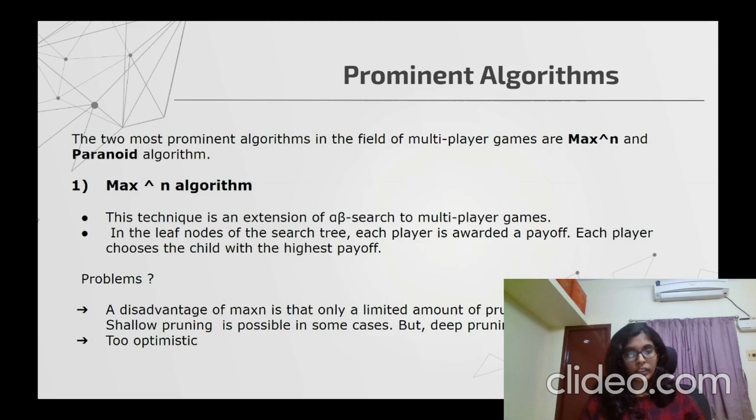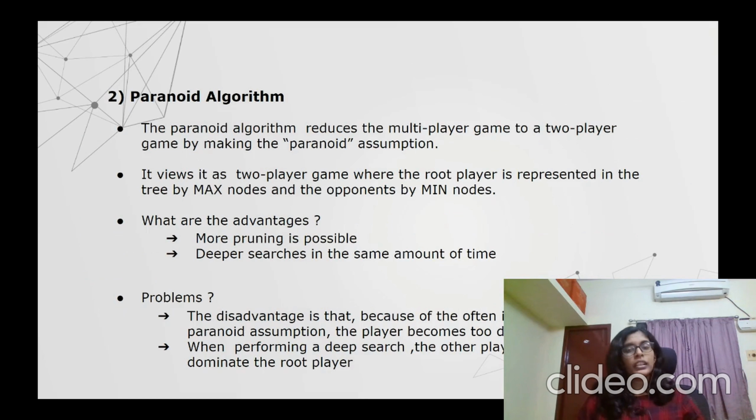One such algorithm is the paranoid algorithm. The paranoid algorithm is basically an effort to solve the limitations of the Max-N algorithm. Here, the concept is to reduce the multiplayer game to a two-player game by making the situation paranoid. That is, every other opponent player has formed a coalition against the root player. Why did they introduce this? Because of this, regular alpha-beta pruning is possible.